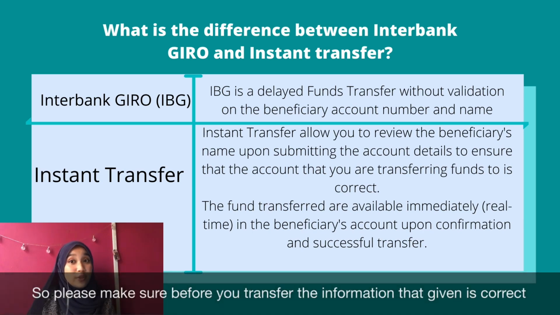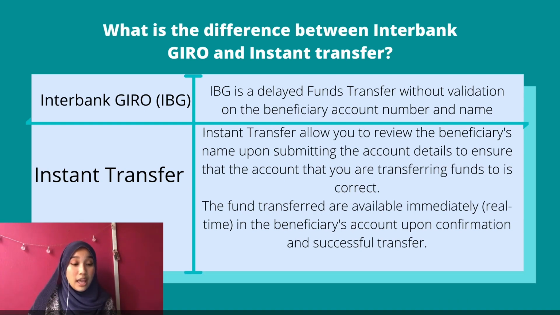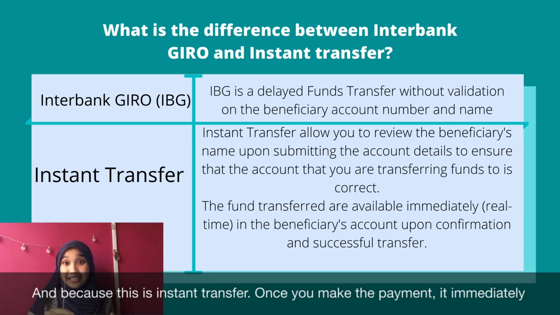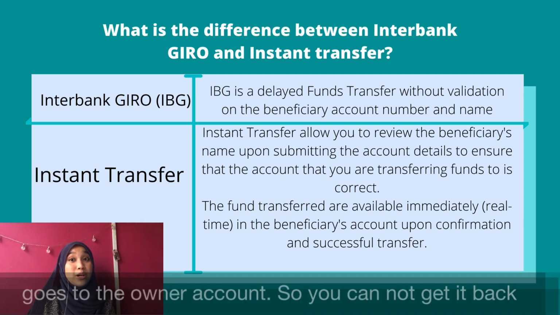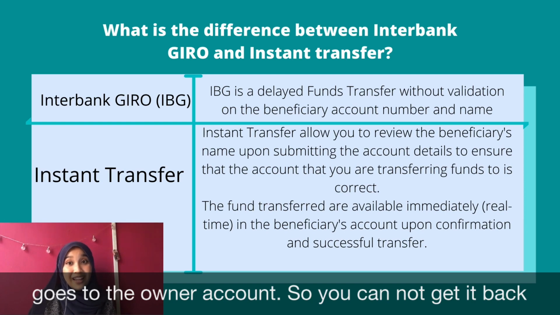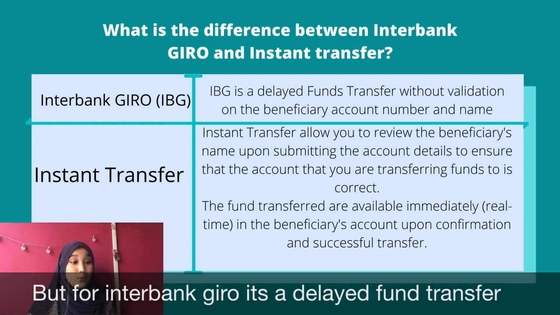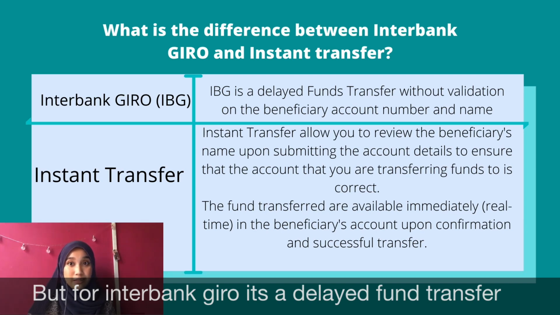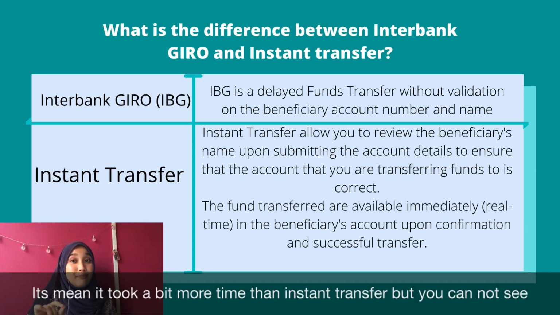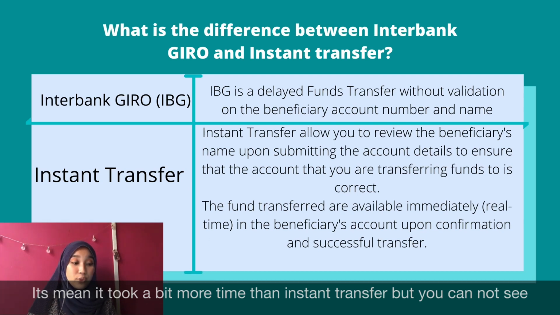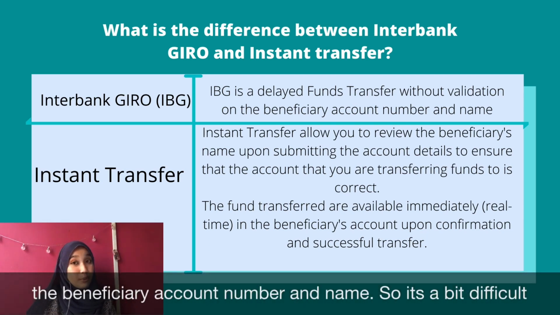So please make sure that before you transfer, the information given is correct. Because this is instant transfer, once you make the payment, it immediately goes to the owner's account, so you cannot get it back. But for interbank giro, it's a delayed fund transfer. It means it takes a bit more time than instant transfer, but you cannot see the beneficiary account number and name, so it's a bit difficult.